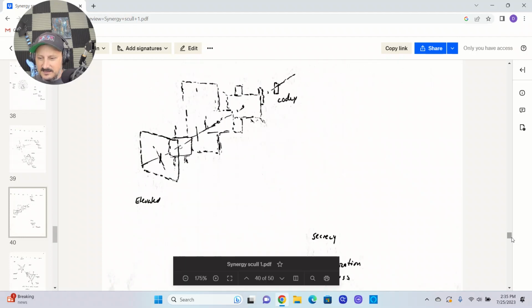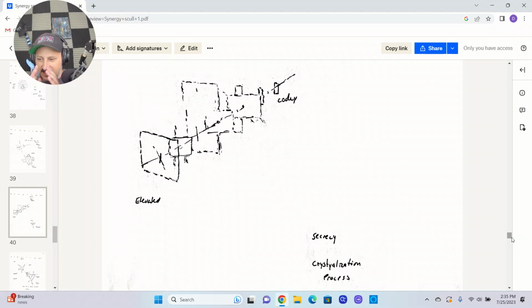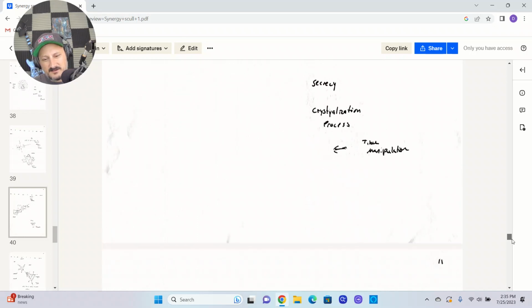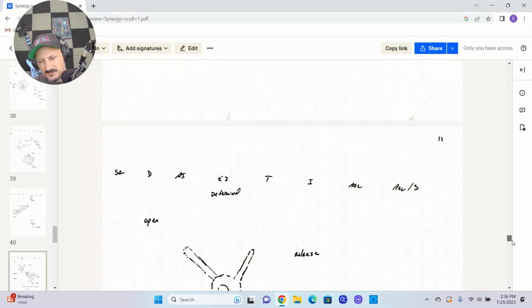And to me, this sketch represents like if that tetrahedron was broken down. It's almost like it's broken down into pieces for me. Secrecy, a crystallization process, which is interesting considering it's made of crystal. Time manipulation.